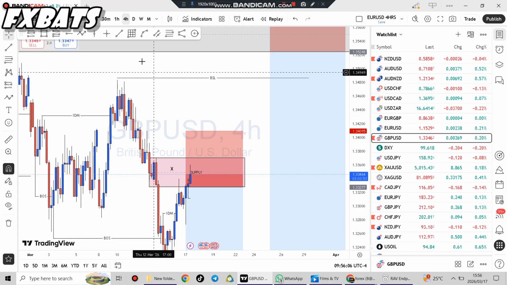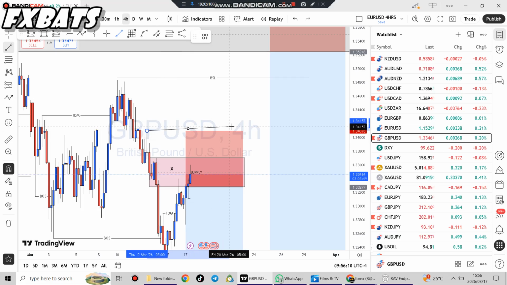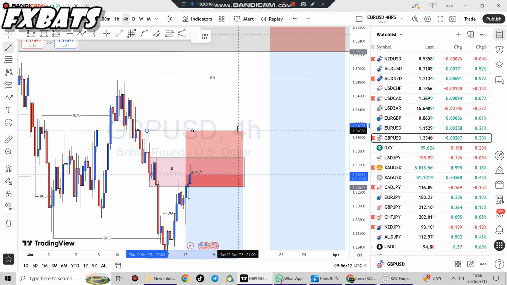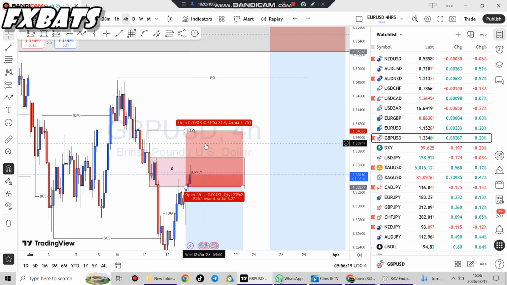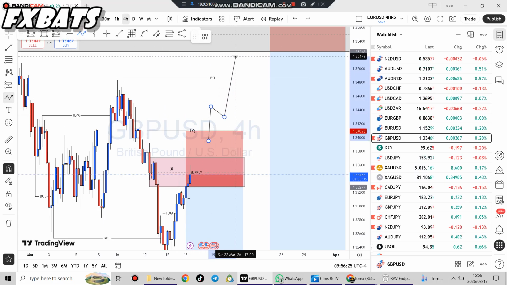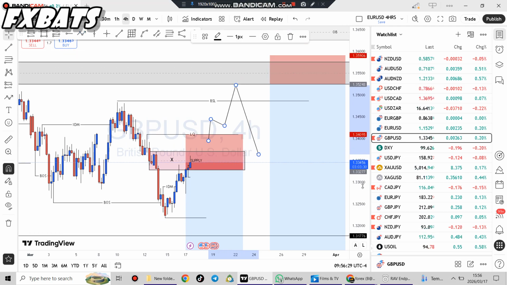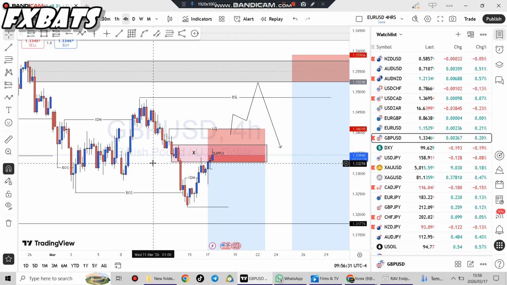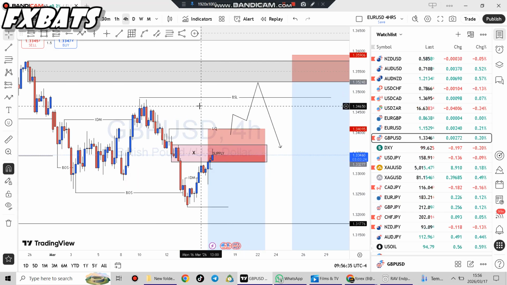Literally, this supply might act as an area of liquidity, hoping to sweep the liquidity above this area of supply. If I sweep or if I run it, then I'll be eyeing this buy side liquidity, and that's the area of supply that I will be looking to take shots from. If this one fails, I'll be looking at this one.